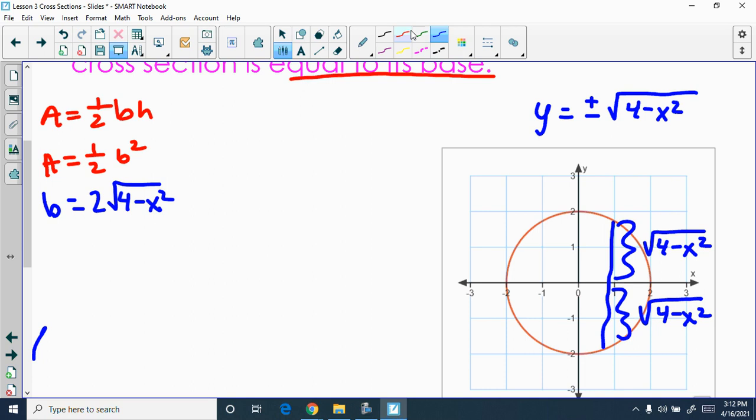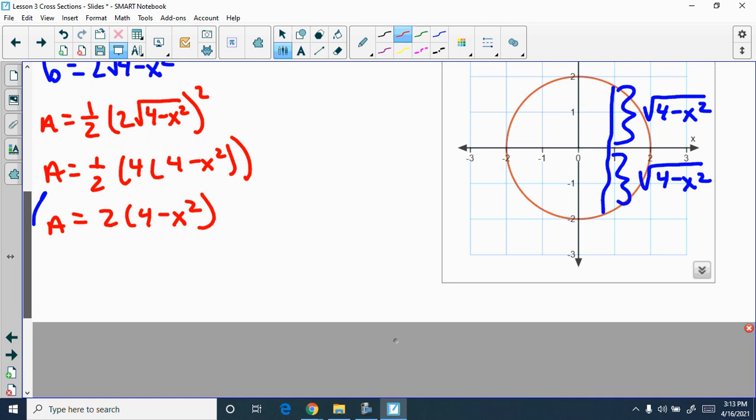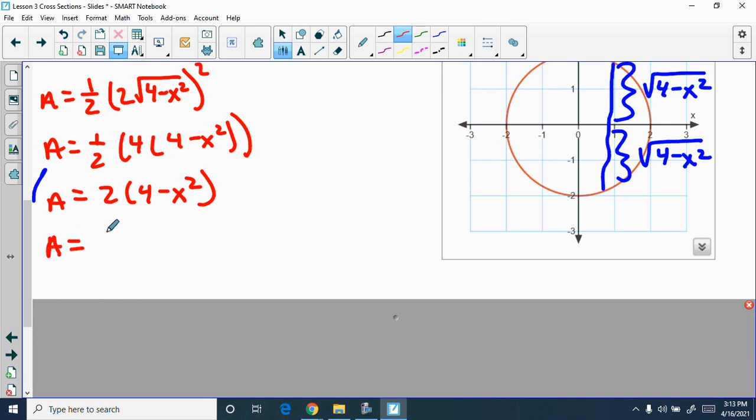And we're going to plug that into our formula. So area is equal to 1/2 times 2 square root of 4 minus x squared, squared. So that gives us 1/2 times 4 times 4 minus x squared, or 2 times 4 minus x squared, which gives us, distributing, 8 minus 2x squared.